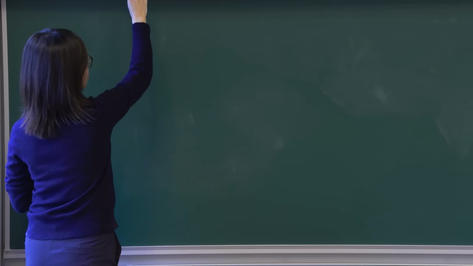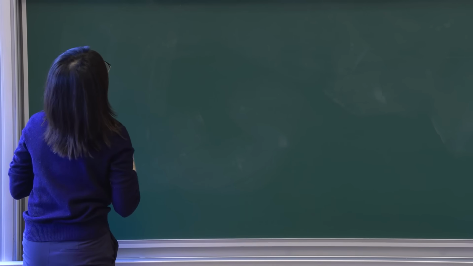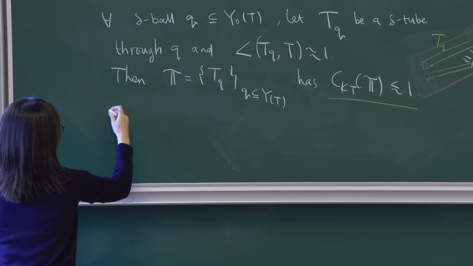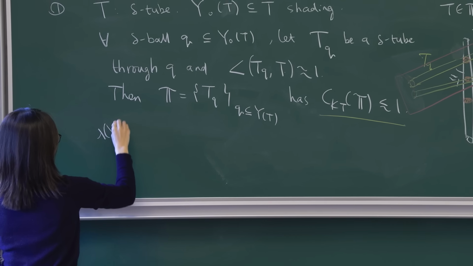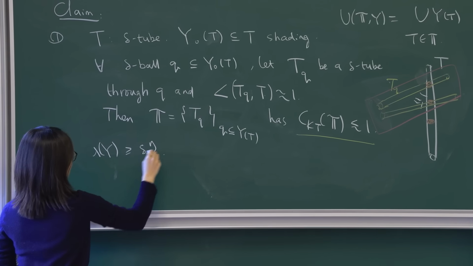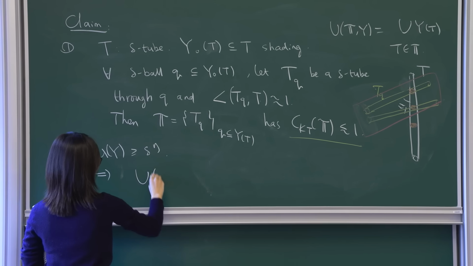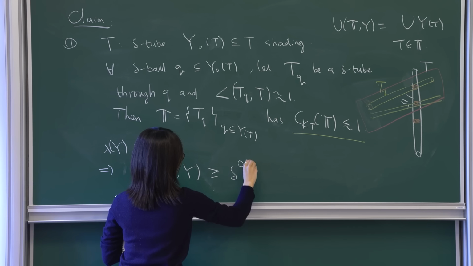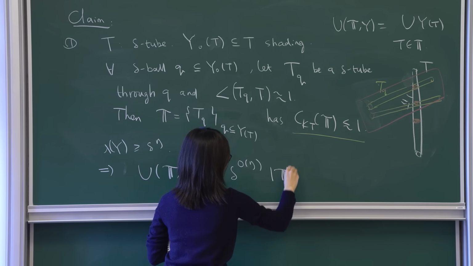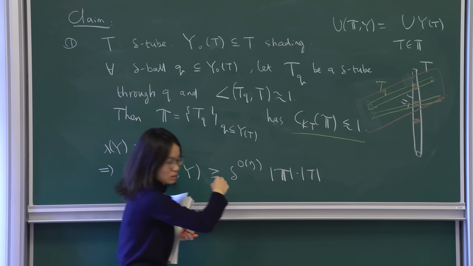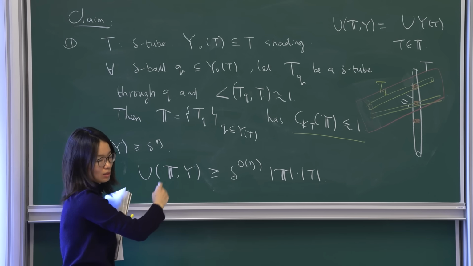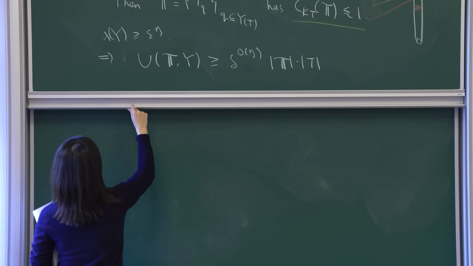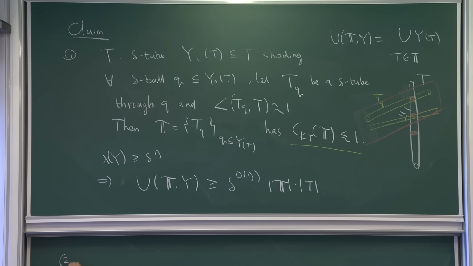And the second is more involved, and it uses the first as a corollary. So let's say Y_T has dense shading, then this implies that the union of those tubes is greater than... So this is quite useful in later proofs, for example, in the second part of the claim. Okay.